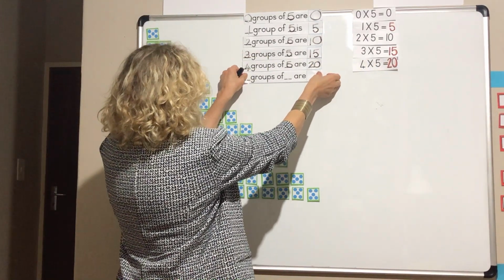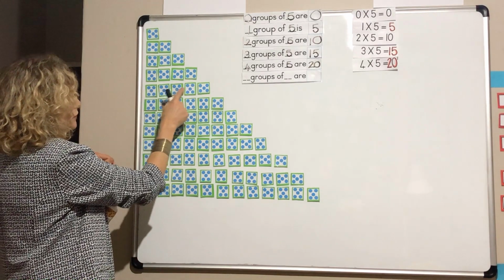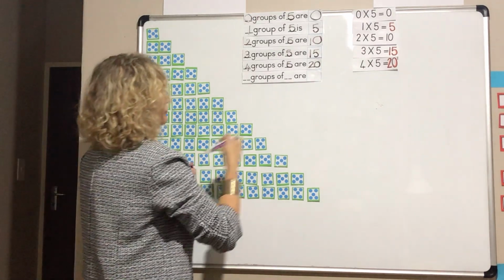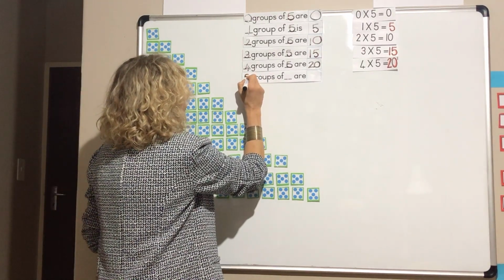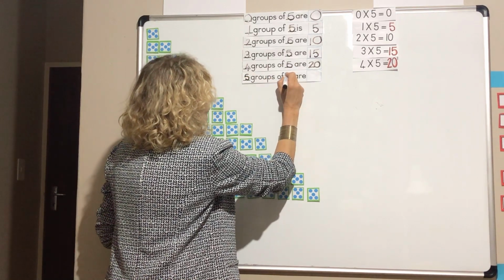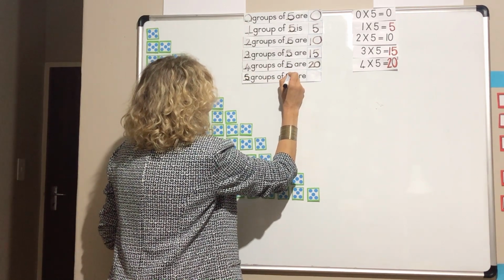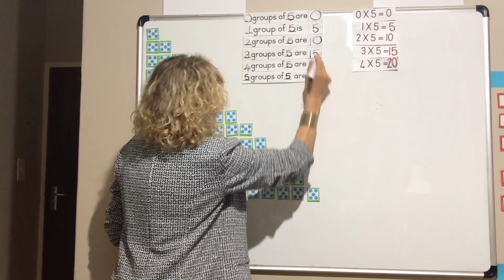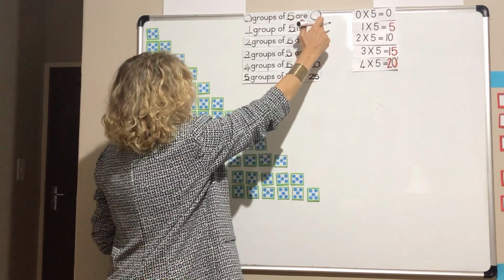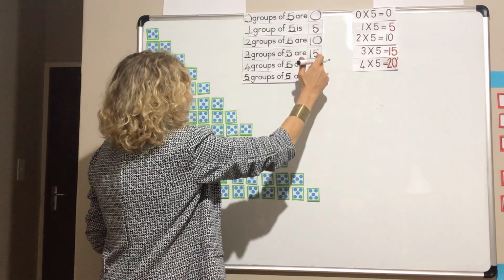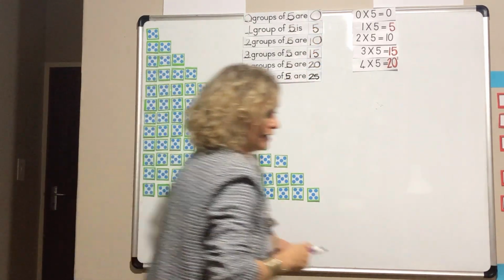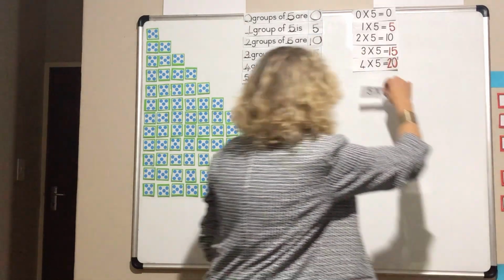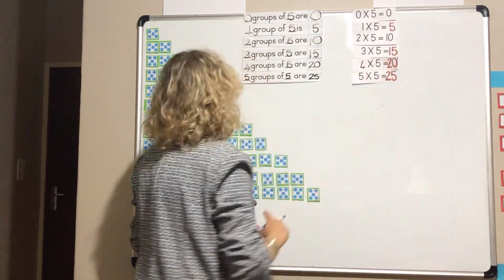The next group is 5. 1, 2, 3, 4, 5 groups of 5. 5 groups of 5 are 25. Notice we're counting in 5s. 5, 10, 15, 20, 25. 5 times 5 is 25.